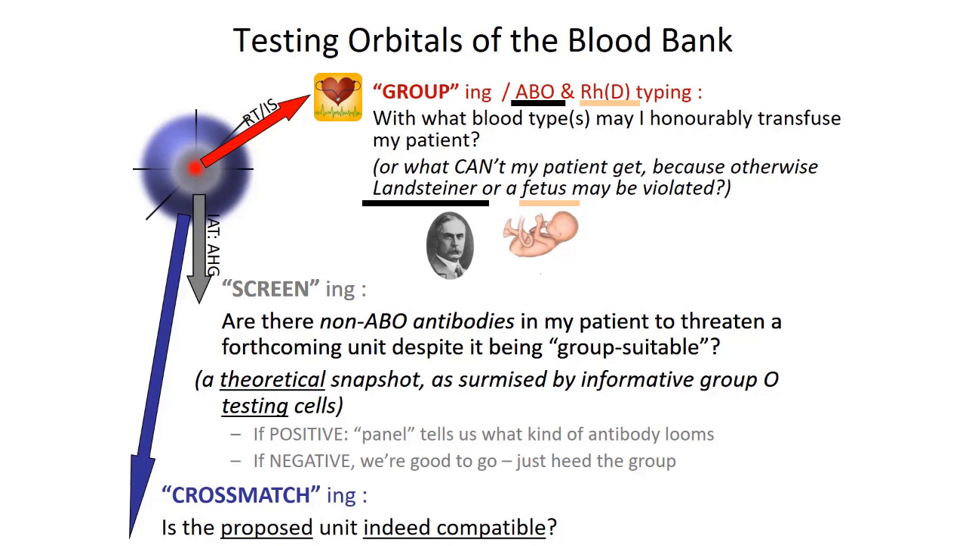A positive screen, again, an indirect antiglobulin test using an anti-human globulin, maps to serologic cross-matching. A screen-positive person needs to have their selected blood unit bypassing the range of their antibody specificities. And so the question of the cross-match is whether or not the proposed unit is indeed compatible.